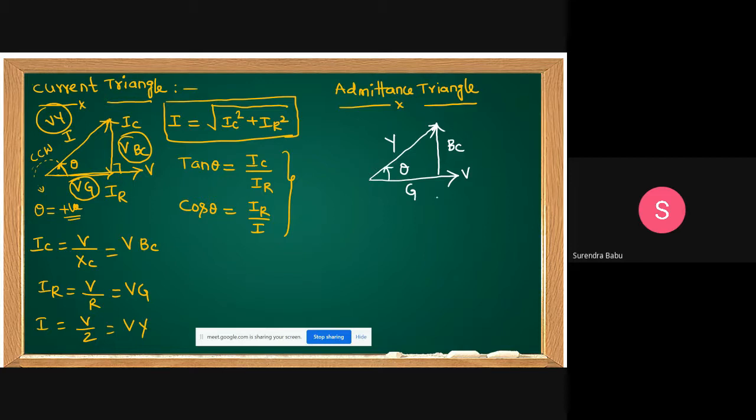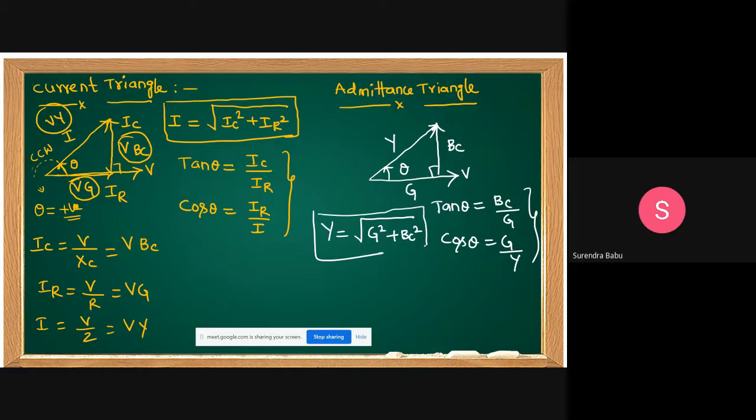Then this is 90 degrees. What is tan theta? Tan theta equal to BC by G. What is the cos theta? Cos theta equal to, come on students, G by Y. Very important observations. Then you can also write Y equal to square root of G square plus BC square.